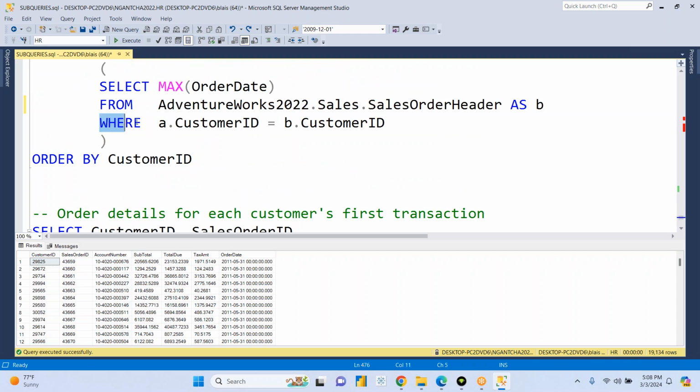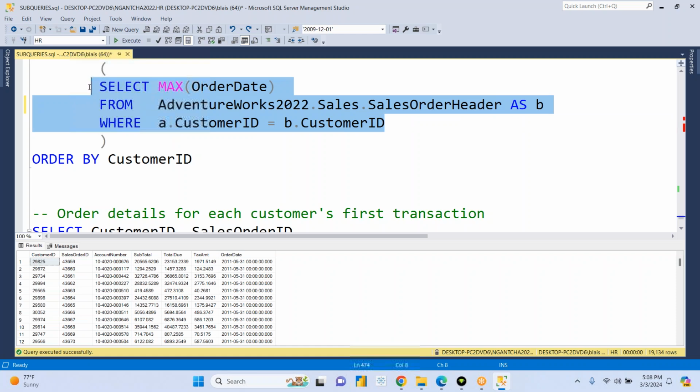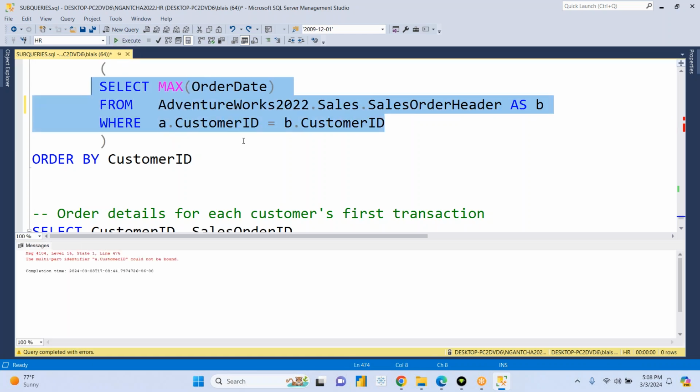It's easy to identify them. They always have this reference. The column from the parent query is specified inside the subquery. So it makes the subquery not possible to run on its own. It is dependent on the parent. That's what we call correlated. There's a correlation between the parent and the child.